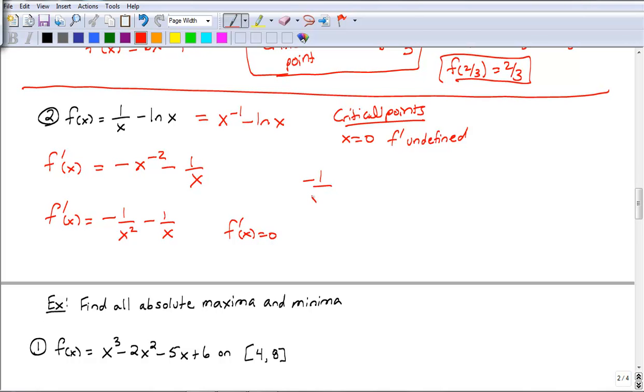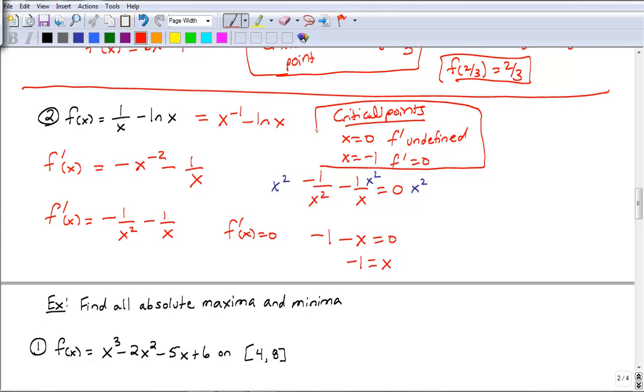So I get negative 1 over x squared minus 1 over x equals 0. I'm going to multiply by the common denominator, so I'm going to multiply everything by x squared. When I do that, this equation becomes negative 1 minus x equals 0. And so I get x equals negative 1. Those are my critical points. I got the one where it's undefined, and then I got the one where the first derivative equals 0. Notice when I multiply by x squared, it allows me to cancel a lot of this stuff. Negative 1 minus x equals 0.